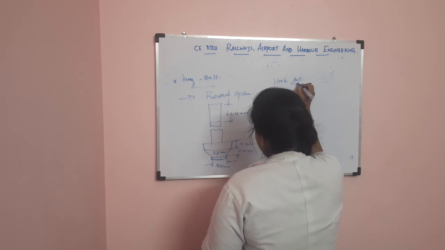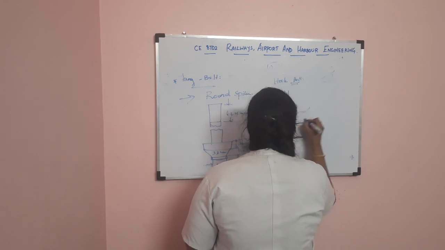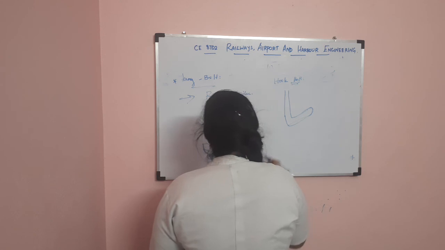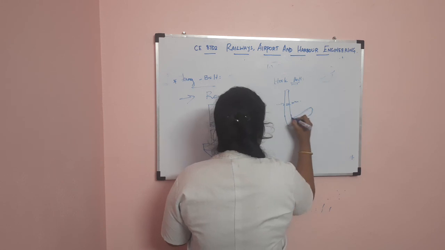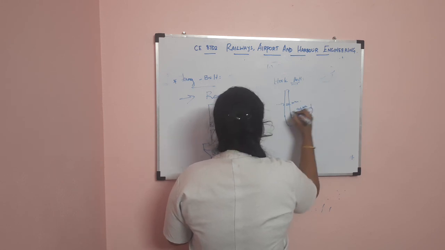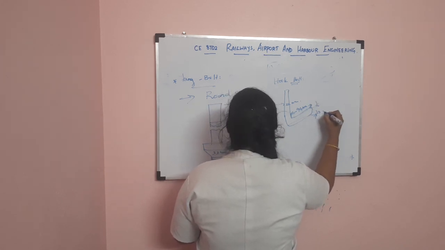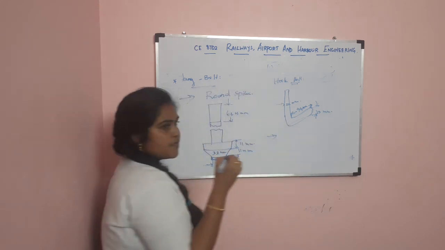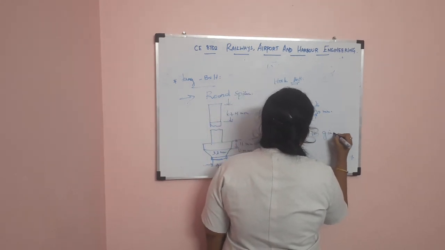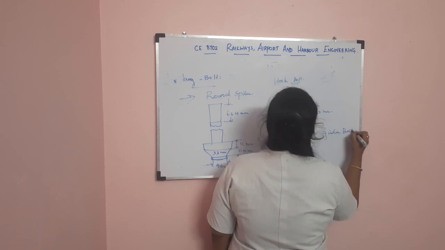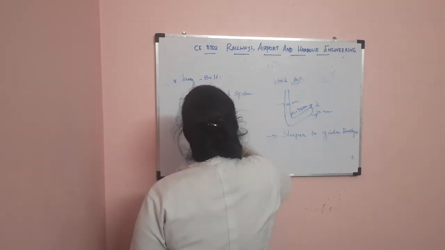Hook bolt. The shape of the hook bolt is like a hook, so it is known as hook bolt. The dimension is 22 mm. This dimension is 44 mm, and this dimension is 13 mm. This is used to fix sleepers to the girder bridges. Generally 2 hook bolts are used per rail. So this is about fan bolt and hook bolt.